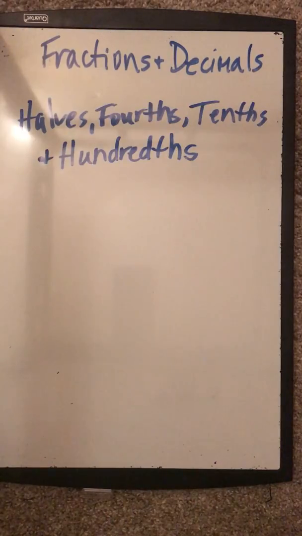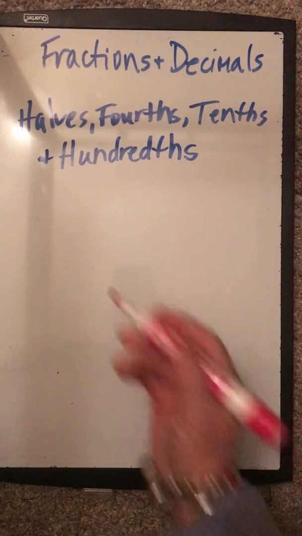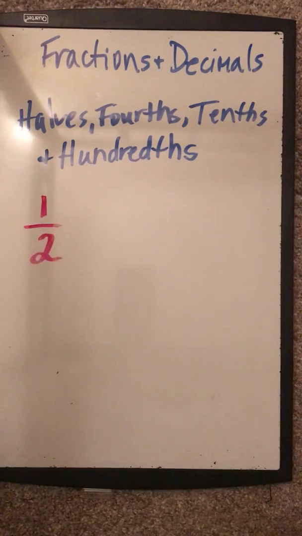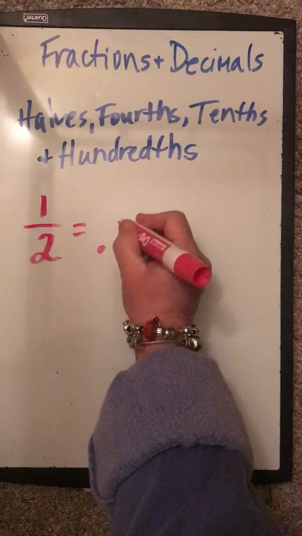Hi boys and girls, today we're going to go over how to change fractions to decimals and decimals to fractions. So we're going to start out with halves. If you have 1/2, a lot of us already know that equals 0.5.